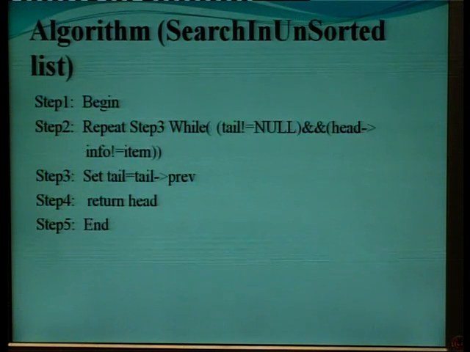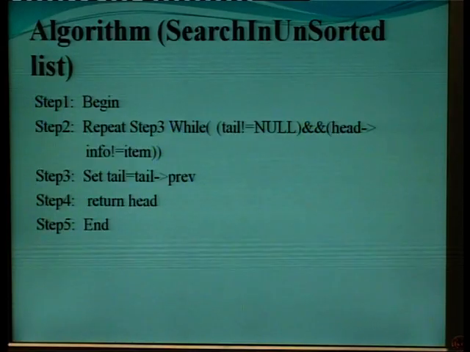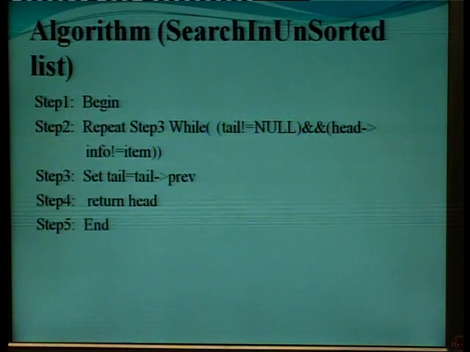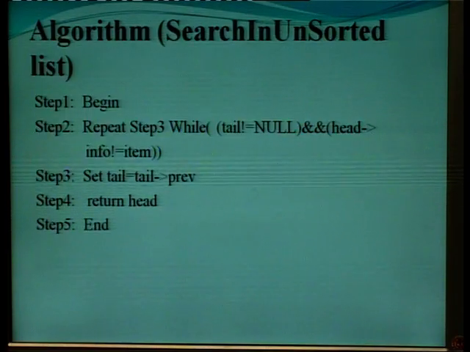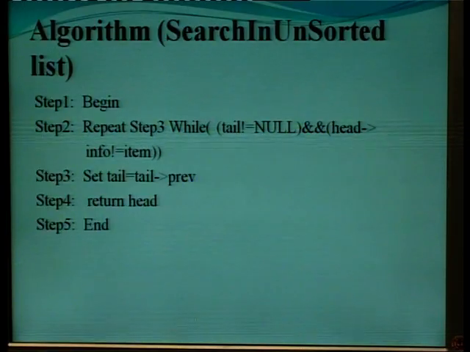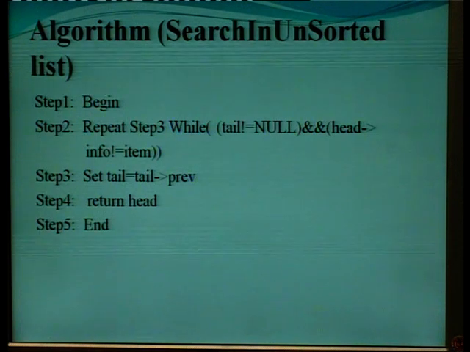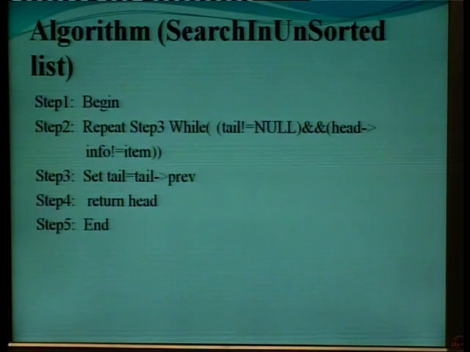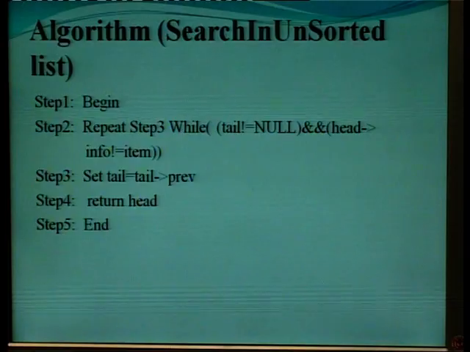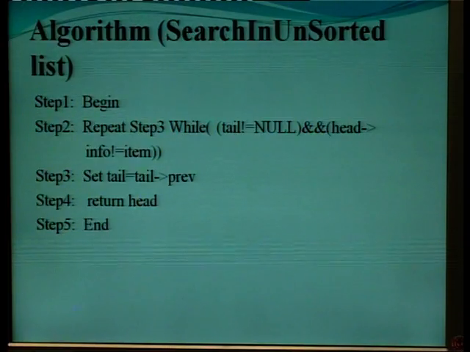Next is the algorithm for searching in an unsorted list, where the list is not sorted. Same, it begins. Repeat step 3 while tail is not null and head information is not equal to item. We have to search the whole list until the tail pointer is equal to null or the head information is equal to item. If one of the conditions becomes false, that means the element is found. If both conditions are true, step 3 goes on, that is, the tail pointer is changed to the tail's previous.